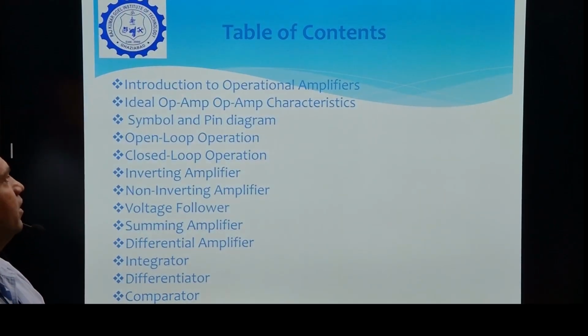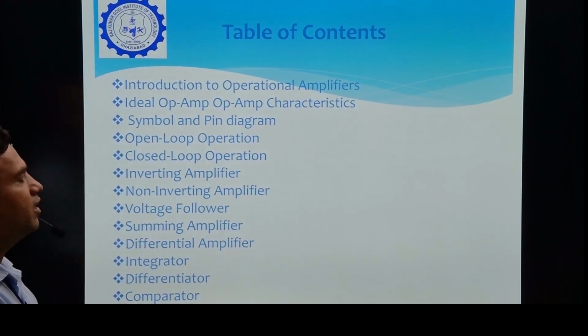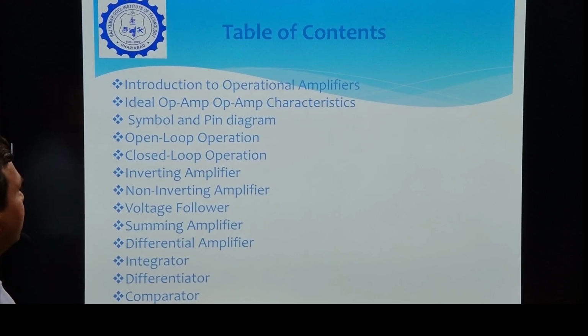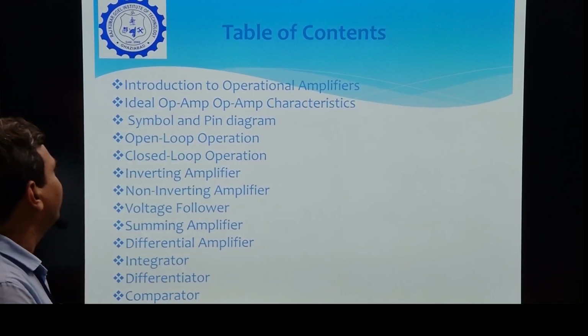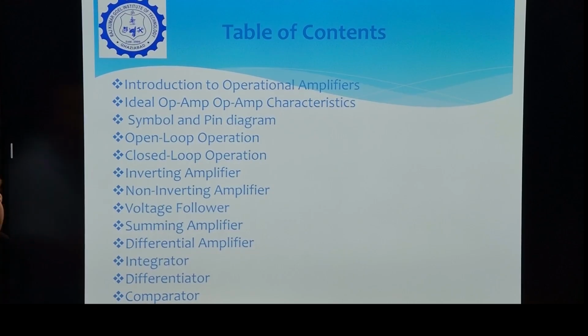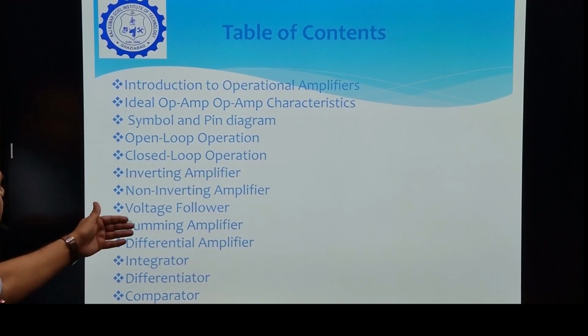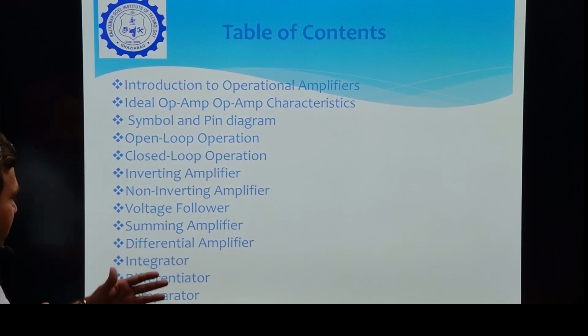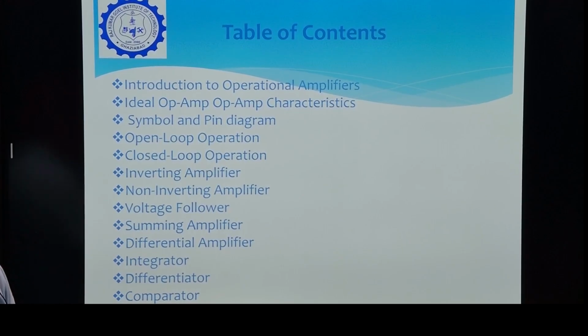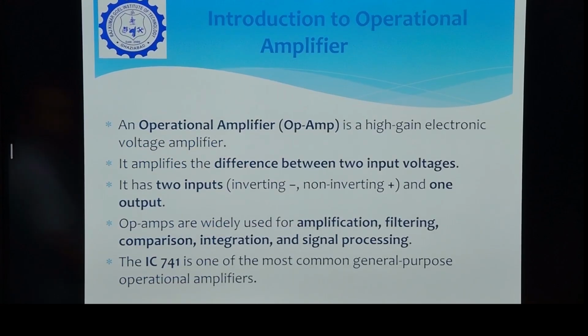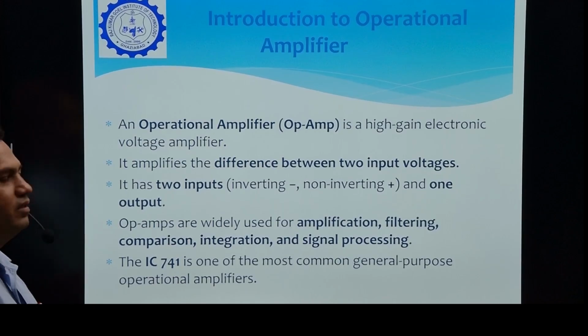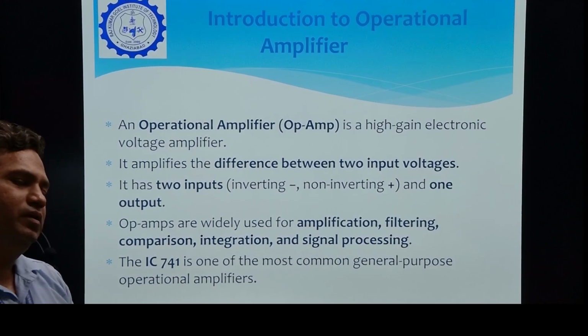So these are the contents of my lecture. First we will discuss the introduction to the operational amplifier, then the characteristics of an ideal operational amplifier, then the symbols and pin diagram of the operational amplifier, and then their configurations: open loop configurations and closed loop configurations, and some specific configurations like the inverting closed loop operational amplifier, the non-inverting closed loop operational amplifier, followed by the voltage follower, summing amplifier, differential amplifier, integrator circuits, and differentiator circuits.